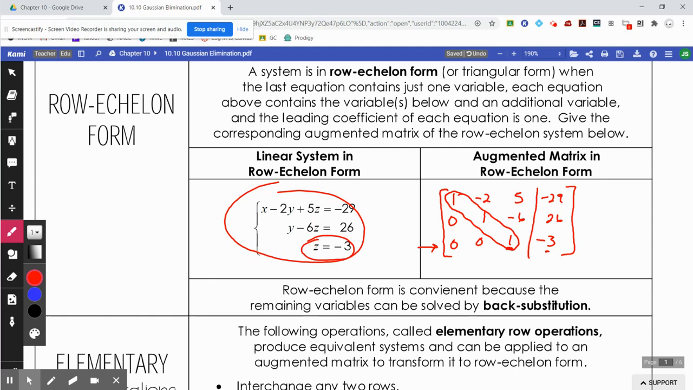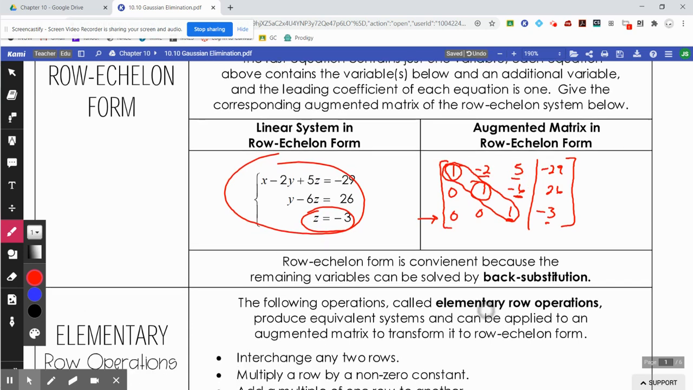Z is -3. And here you have just the one y with one additional variable, which again just so happens to be the other z. And then above it, you have the x, and then the y and the z in addition.